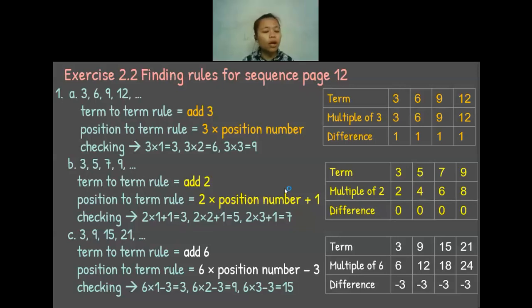Okay, if you have no question for question 1, I will move to question 2, because yesterday we already discussed question 1.